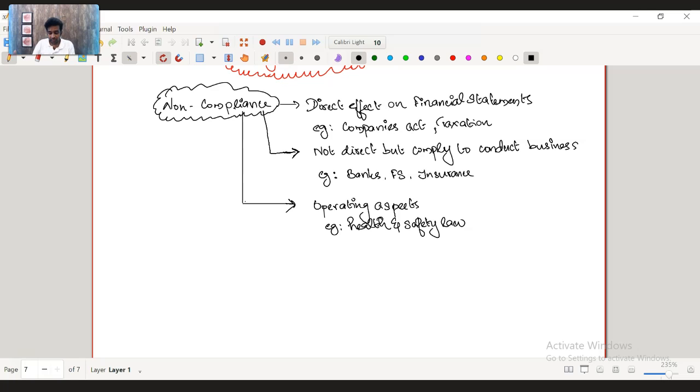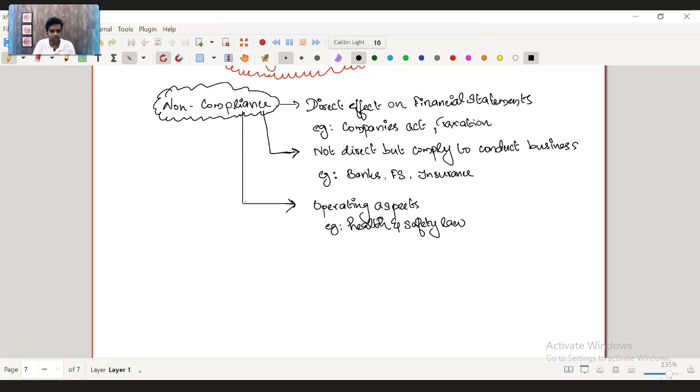Others might not have a direct effect but are required to comply in order to conduct a business. To give you an example, banks. You cannot open a bank in one day, like you open a normal shop or a supermarket. You can open a grocery shop in one or two days. It's very simple. But a bank, you cannot open like that. There are certain rules and regulations you need to follow and comply with in order to conduct your business. Even a restaurant, you cannot open in a short manner.